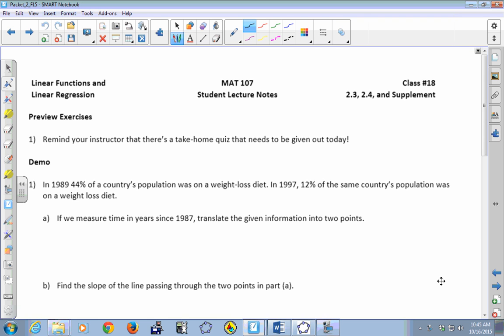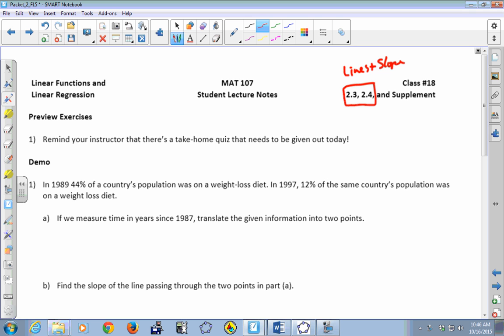This is not in your textbook, and that's why it says supplement, because all the information on linear regression will be given to you right now in this packet. These sections here, 2.3 and 2.4, are on lines and slope, which should be review for everybody in this class. If it's a little ancient to you because it's been a while since you looked at it, I will quickly review it as we go through the class demo today. You'll also have some practice in your class activities.